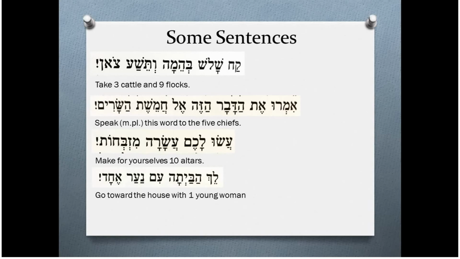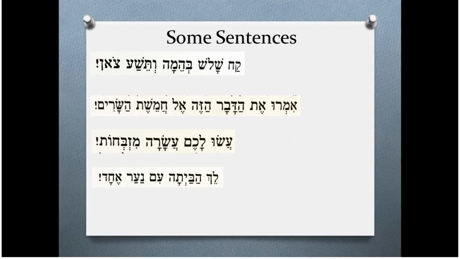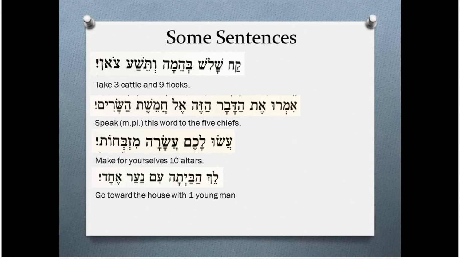And so we would get the translation: go toward the house with one young man. Okay, so again, look at the numbers and how those work. So lech, again, I put a couple of these in here just because they're drop letters and they are a little bit more challenging to recognize, but these essentially follow the same rules in terms of the removal of the prefix. They're headless imperfects.